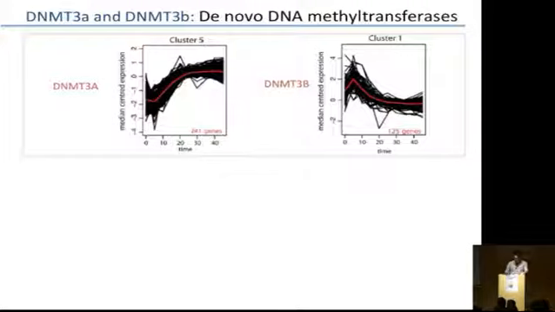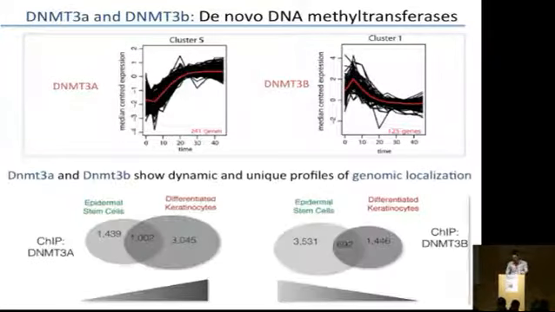To further investigate the function of these proteins in epidermis, we performed ChIP sequencing of DNMT3a and DNMT3b in both epidermal stem cells and differentiated keratinocytes. The results show a strong dynamic profile of unique genomic localization for both DNMT3a and DNMT3b. You can clearly see increased binding of DNMT3a in differentiated keratinocytes, following the upregulation of the protein, and for DNMT3b, which is downregulated, there is less binding in the differentiated keratinocytes.